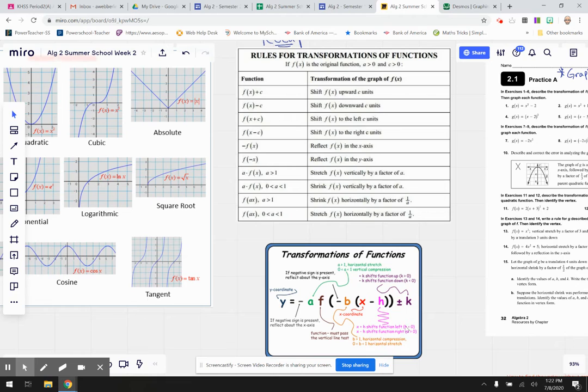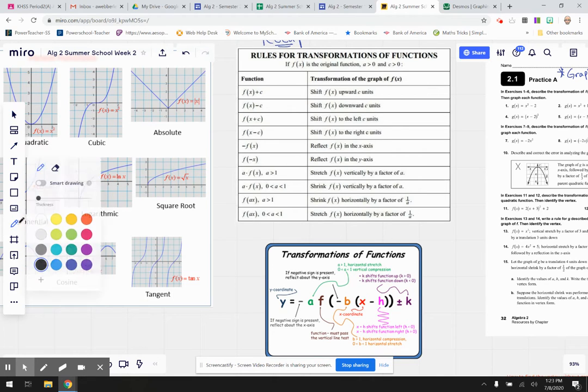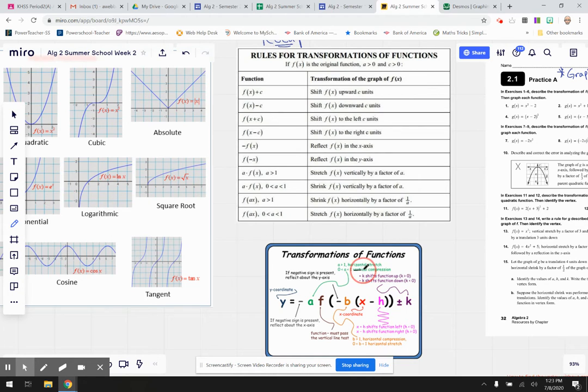This gives you another little setup here, but this word right here is supposed to be horizontal. That word in green, so you should block that out. It should be horizontal compression, not vertical, right there. All right, so let's look at chapter 2 a little bit now.